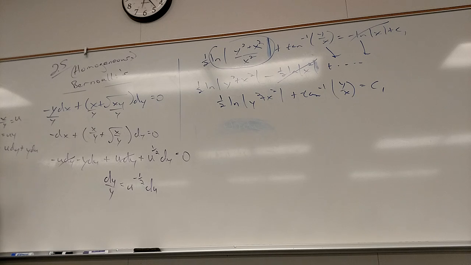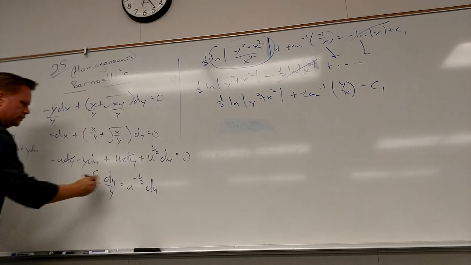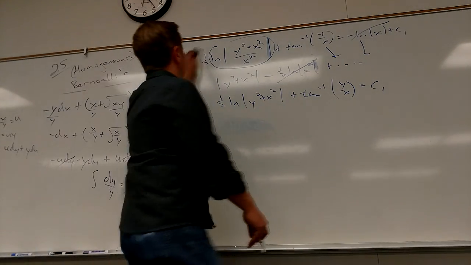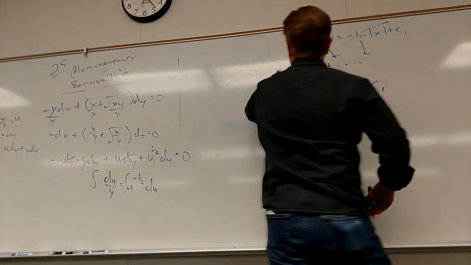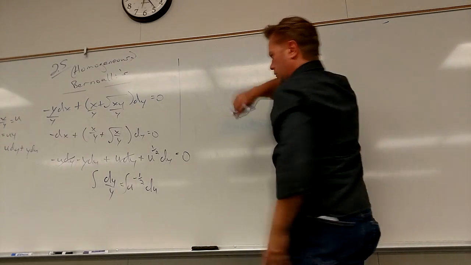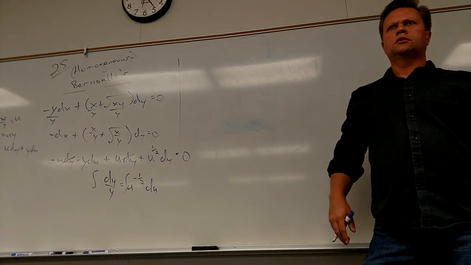dy over y equals u to the negative 1/2 du, and I just attacked it with the integrals, and this is a lot better, right, than the last problem. I should have started with this one. I'll let you guys finish that out. Good.